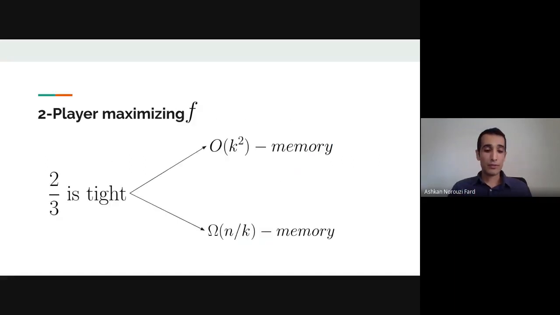In this work, we show that for the two-player setting, 2/3 is the correct answer if the memory is between k² and n/k. So basically, we present an algorithm that uses a message of length k², and also show that any algorithm that wants to achieve better than 2/3 must use memory at least Ω(n/k). We also show that if we are okay with losing a factor epsilon in the approximation guarantee, one can reduce the memory of the algorithm to k log k over epsilon instead of k².